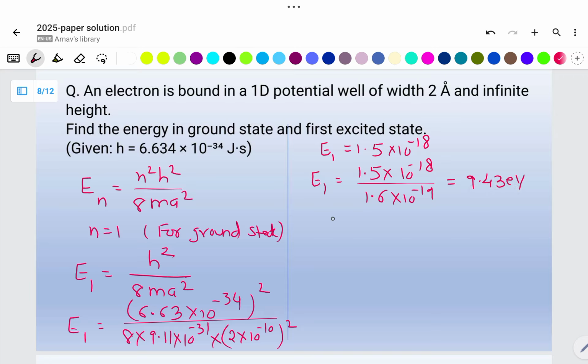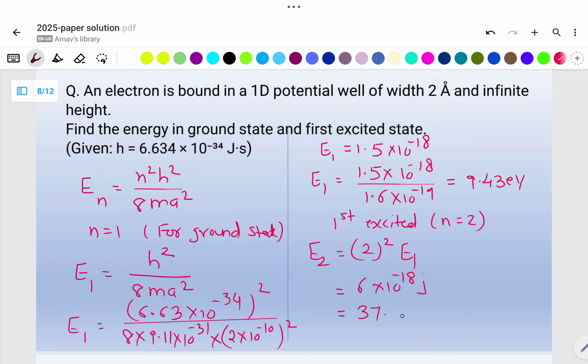Energy in the first excited state. For the first excited state, we take n equals 2. So the formula for the first excited state is 2 square into E1. So we get this value as 6 into 10 to the minus 18 joule, or in electron volt, 37.5 electron volt.